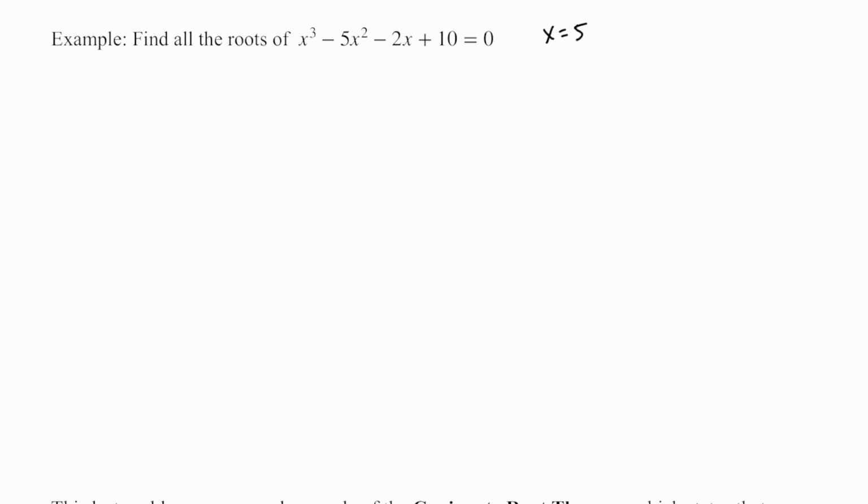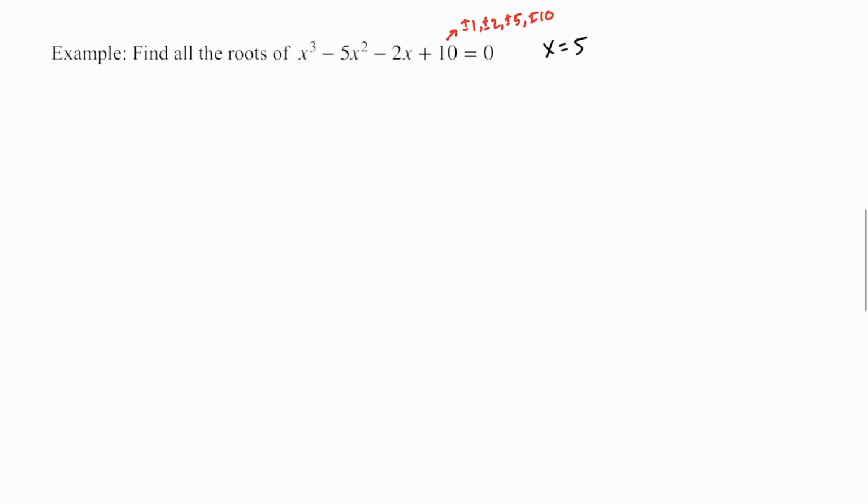And we can verify this by looking at the factors of 10, which are plus or minus 1, plus or minus 2, plus or minus 5, plus or minus 10. Oops, I'm going off the screen here. There we go. And the factors of 1 are plus or minus 1. So we do have this 5 here, the 5 over 1. That does verify that we typed things in correctly. It is one of the possible rational roots.